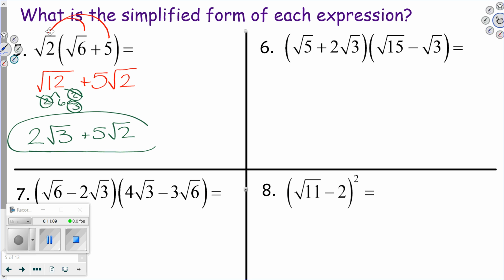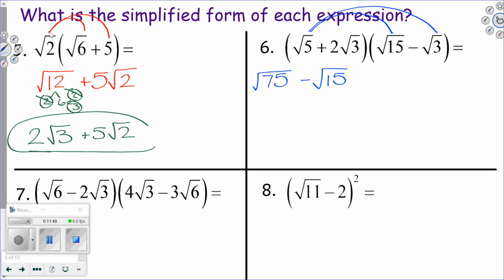Working on number 6, first we will distribute the radical 5. So radical 5 times radical 15 is radical 75. I haven't taken any pairs out, so that radical's still there. Then we distribute to the next one. So radical 5 distributes to negative radical 3, giving negative radical 15. Watch your signs though. Whatever sign's in front of it is attached to it. If it's a minus sign, that makes it negative. If it's a plus sign, then it's positive.